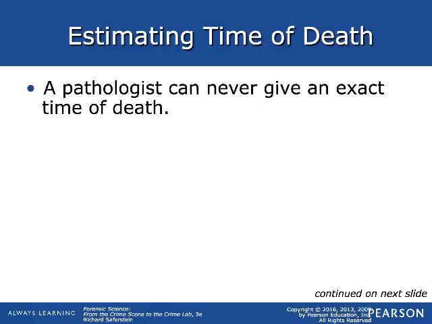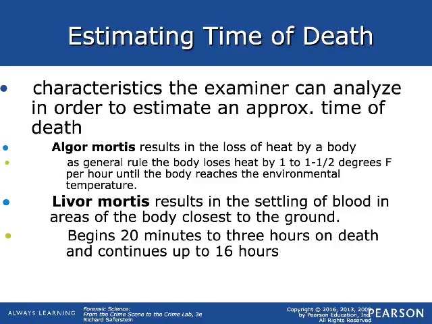Now, estimating the time of death. A pathologist can't give the exact time of death. There are so many variables, they can't say exactly when someone died. However, they can estimate it. There are some characteristics, these 3 things.